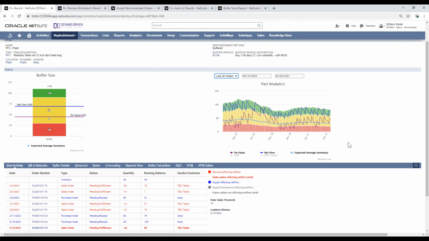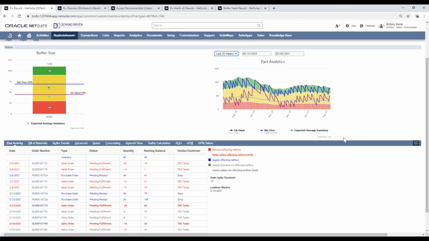When I look at that expected average inventory, I want to see my on-hand inventory fluctuating over that expected average inventory. A monthly forecast would be behind in adapting to this, but since our buffers are dynamic, it's resizing daily so that we don't end up with an inventory position that we really don't want to see.